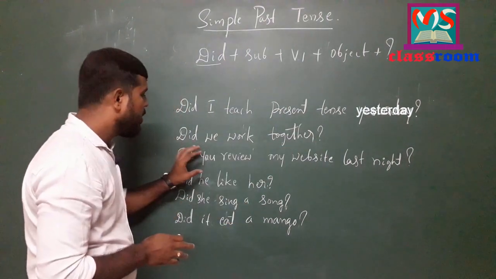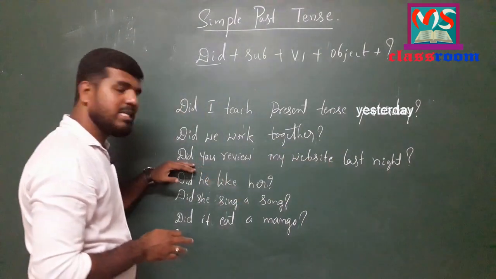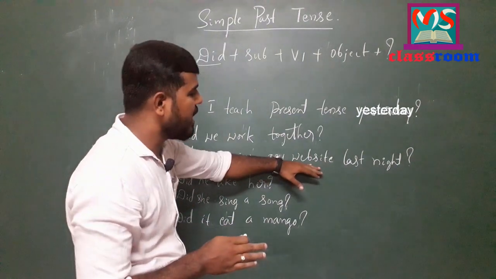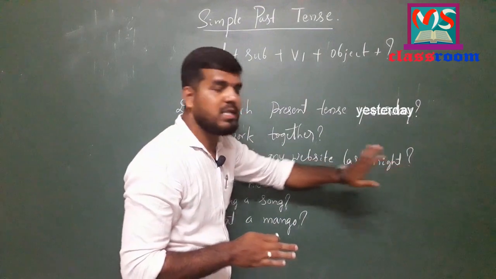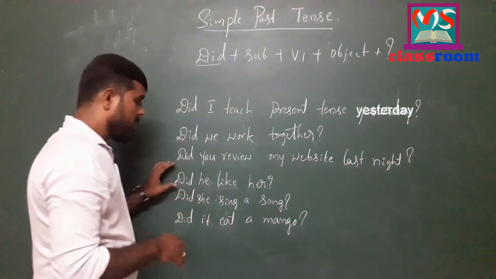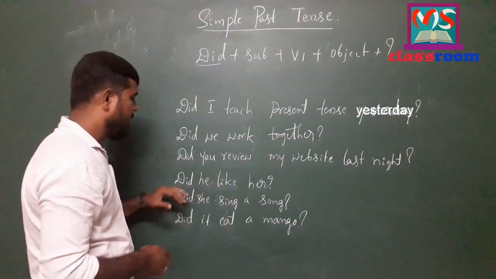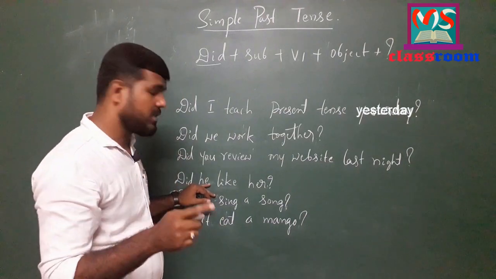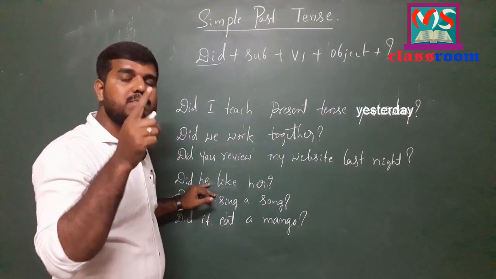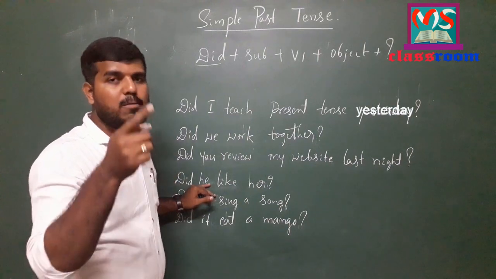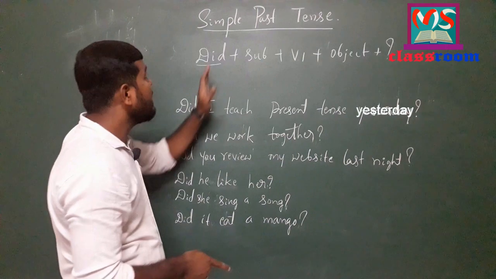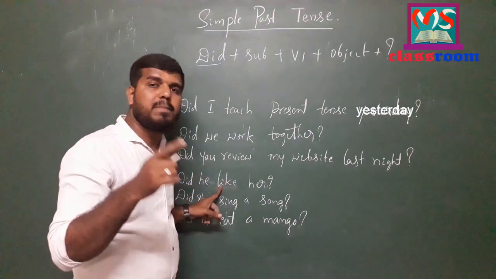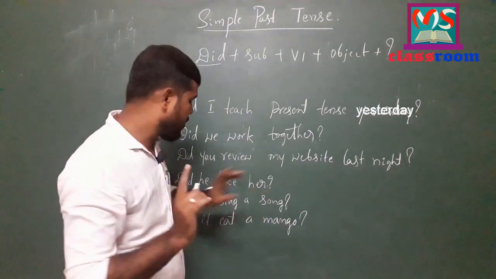Move to next example. Did you review my website last night? Did is past form, you is second person and review is the present form. My website is object, last night is adverb and question mark. Come to next. Did he like her? Here did is past form of do and he is third person singular subject. Remember one thing, whether the subjects are in singular form or plural form, we use did in simple past tense to form negatives and interrogatives, and like is present form of verb and her is object, question mark.